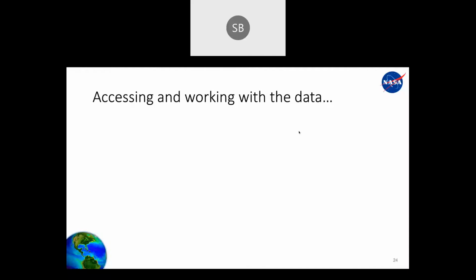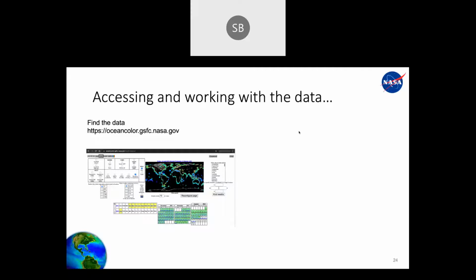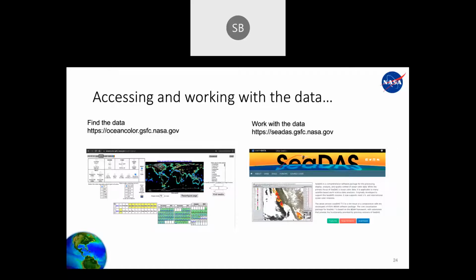All right, now, how do you access and work with this data? All of our ocean color data, HawkEye included, are available from our ocean color website. The panel on the left shows an image of our level 1 and level 2 browser on which you can browse for these data. Once you have the data, you can visualize them with a software package that we call SeaDAS that we also make available to the public. It's free and easy to install on all platforms. It works on Windows, Macintosh, and Linux systems.